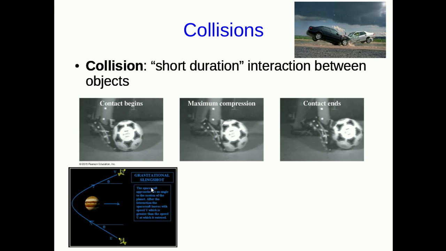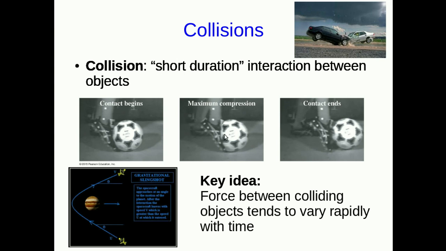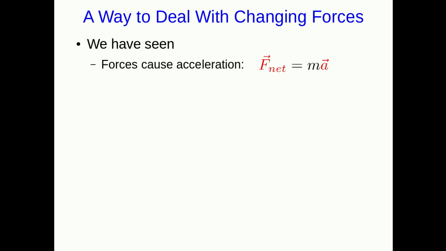But what all these have in common is that the force between the objects involved in the collision is varying during that interaction. And it's that varying, which we would find difficult using the methods we know, that's going to make momentum really useful here. So we need a way of dealing with these changing forces.